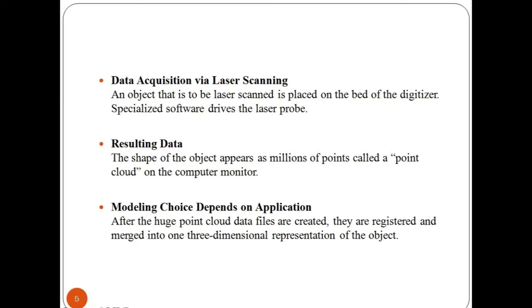Next process is resulting data. The shape of the object appears as millions of points, called a point cloud, on the computer monitor. Modeling choice depends on application. After the huge point cloud data files are created, they are registered and merged into the three-dimensional representation of the object. It is then post-processed with various software packages suitable for the specific application.